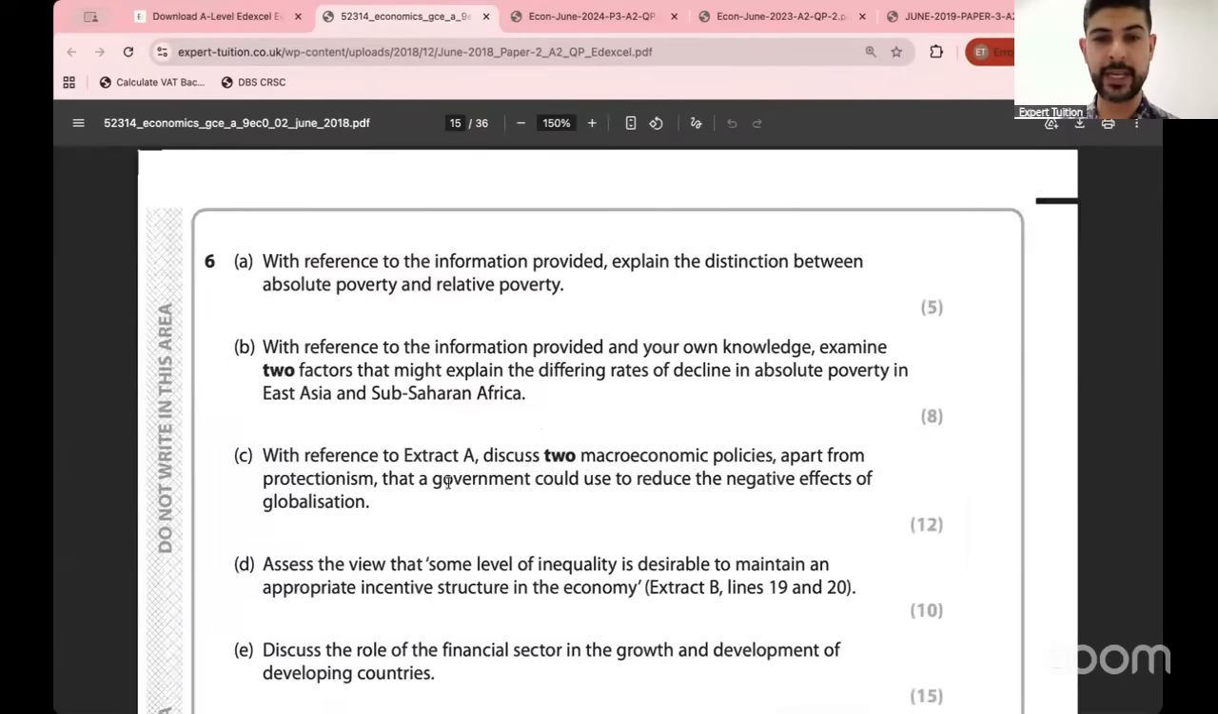It says, with reference to extract A, discuss two macroeconomic policies, apart from protectionism, we can use protectionism, that a government could use to reduce the negative effects of globalization.